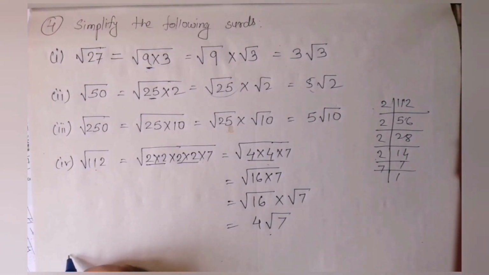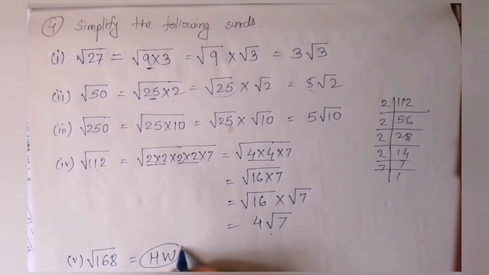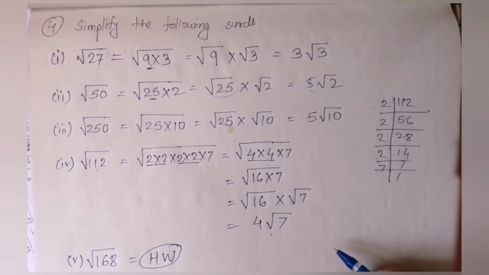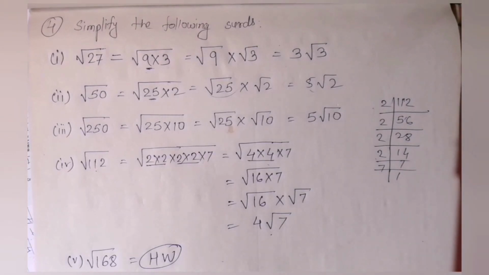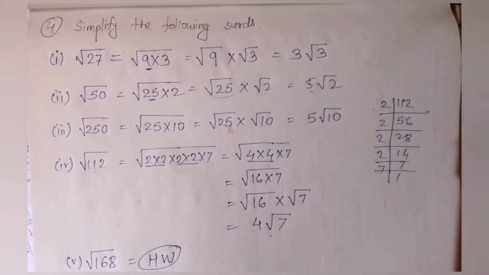Now look at the next one. Example number 5. What is example number 5? Under root of 168. So students, this is for your homework. In this way we solve how to simplify the surds. So I think you understand. Clear students? So take a screenshot and write down in your notebook and try to solve example number 5.